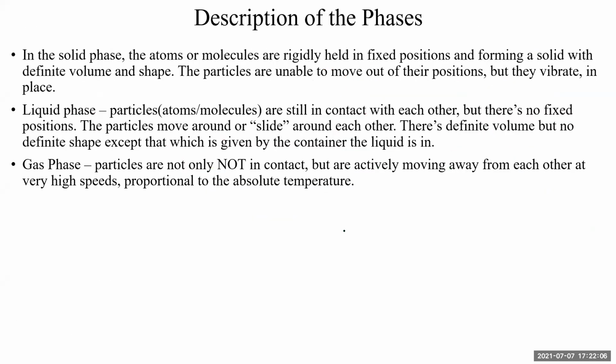Let's just do a brief review of the different phases before we continue. In the solid state, atoms or molecules are rigidly held in fixed positions, forming a solid with definite volume and shape. The particles are unable to move out of their positions, but they can vibrate, but they can't change position. They must remain in contact with each other, not only in contact, but in a solid. Remember, they occupy those rigid positions in a lattice.